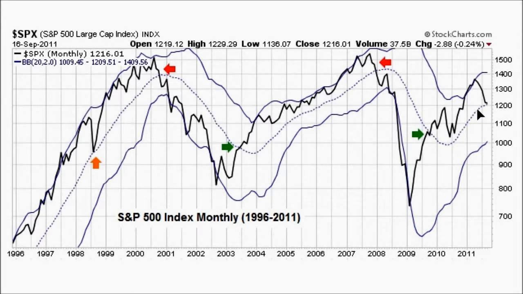Which means we're very, very close to a sell signal. If we drop at any point this week below 1209, we'd want to close below 1209. But from a probability perspective, here's what you have to think about.